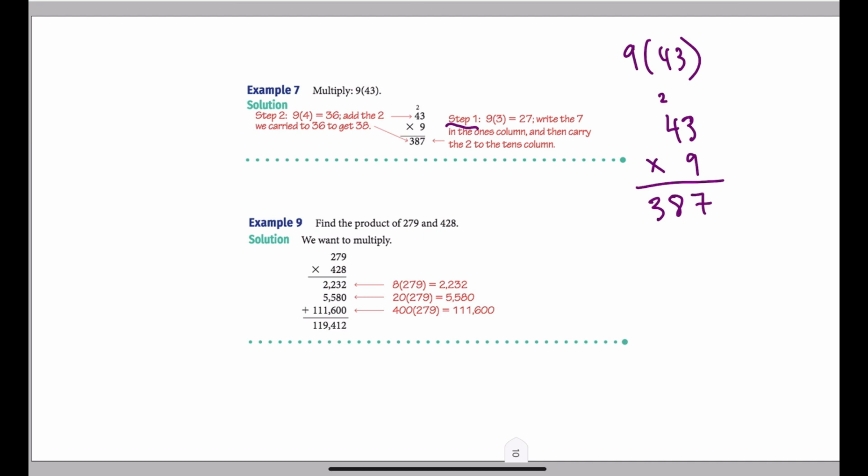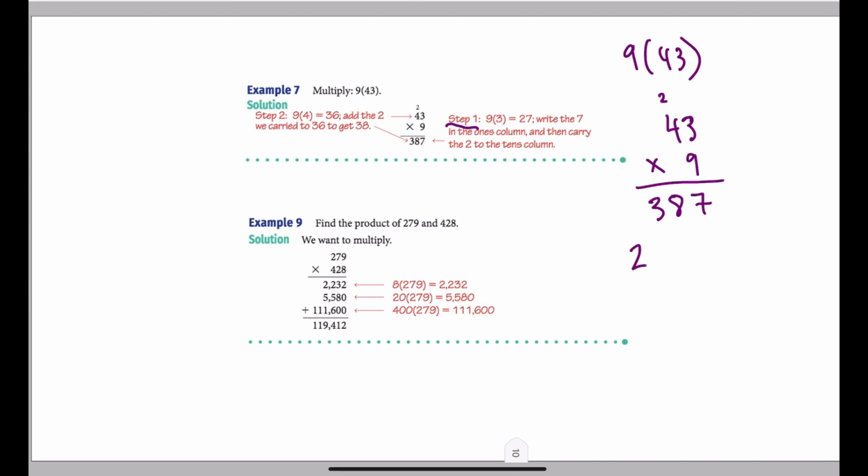And so I have 387, and that's the result of 43 times 9. How about this one? Find the product of 279 and 428.